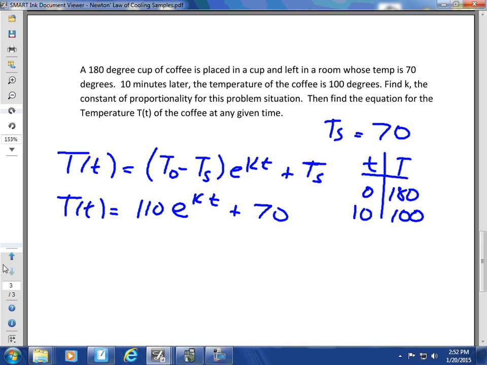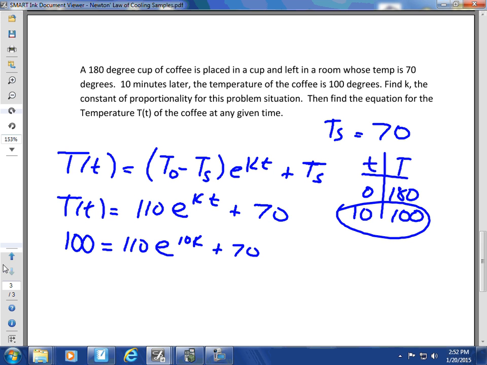What am I going to have to find? I'm looking for k. How do I get it? Substitute what? 10 and 100. Let's use this second point to find the k value. So 100 is 110 e to the 10k plus 70. Anybody want to tell me the value of k without writing anything down? Do the mental gymnastics right now. See if you can tell me it.